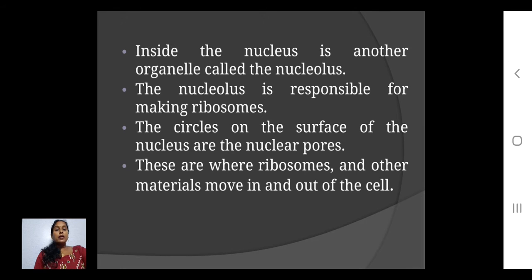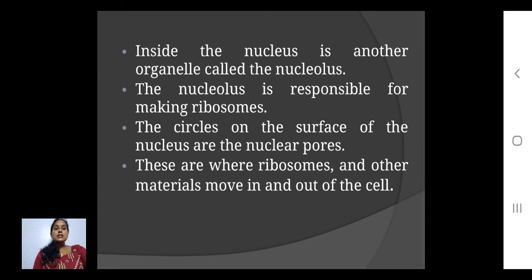Inside the nucleus is another organelle, also called the nucleolus, and the nucleolus is responsible for making ribosomes. Ribosomes are involved in synthesizing genetic material, that is DNA, deoxyribonucleic acid. The genetic material is helpful to transfer genetic information from one generation to another. That means during cell division, the cell's characters and functions have to be transferred from the parent cell to the daughter cells.